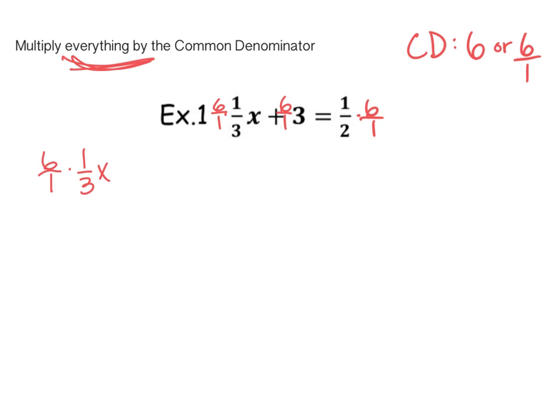Okay, how would I cross-simplify? They're not both going to cancel out. One's going to go into another one. Have 3 go into 6. 3 is the number that I'm dividing by. How many times does 3 go into itself? 1. Put a little 1 there. How many times does 3 go into 6? 2. So put a 2 there. So my math problem is 2 times 1x.